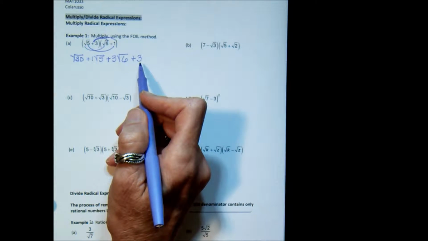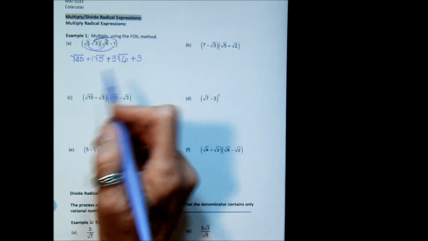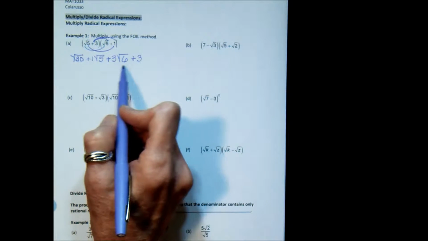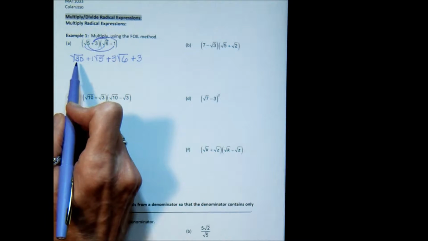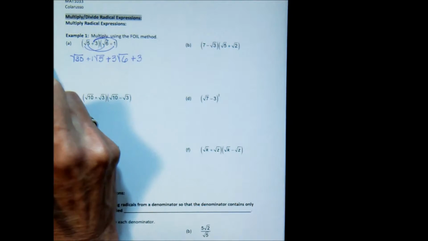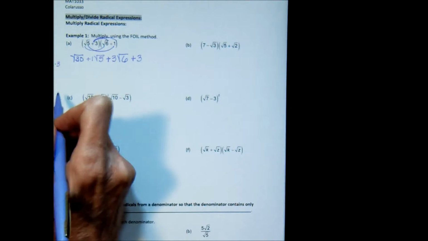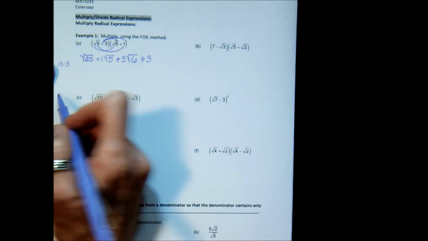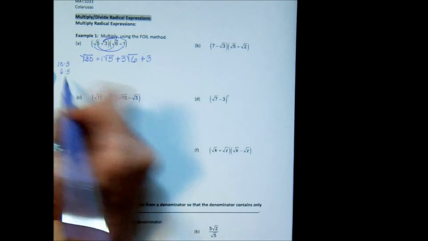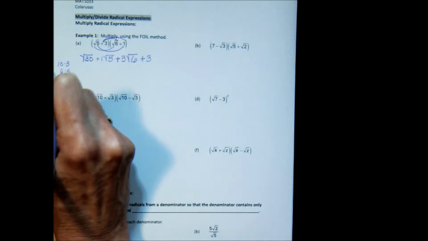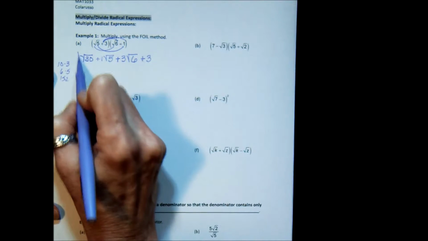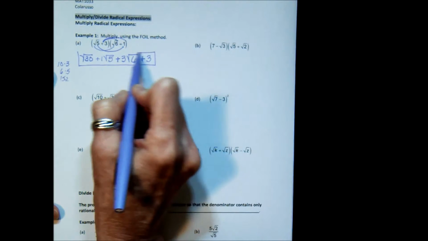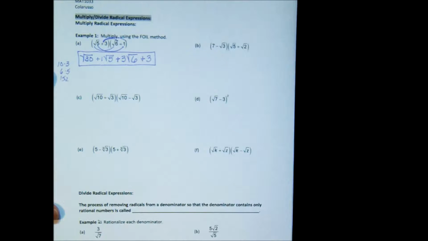Now, if you will notice, the next step in a regular FOIL would be to combine like terms, but none of these are like. And the only one that could be broken down is a 30, but a 10 times a 3 isn't going to help me because those are not perfect square numbers, and neither is a 6 times a 5 or a 15 times a 2. So there's no reason to break it down. So because there are no like terms, that's all you can do with that, is just multiply it out using FOIL.